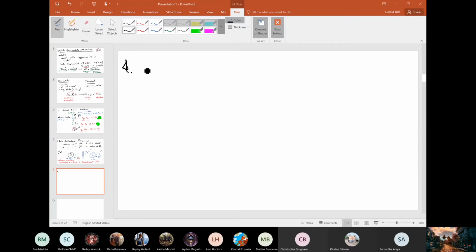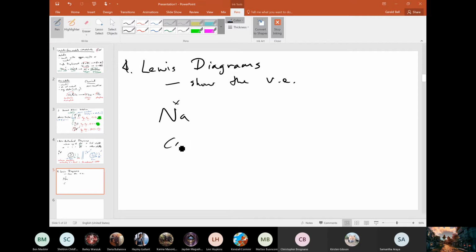So number 4, Lewis diagrams. And again, oddly enough, these are much more important to the grade 12 U's than to us. But they just show the valence electrons. We don't need to do an example of all of them, but if you had sodium, it's in group 1, so you give it 1 valence electron. If it's calcium, group 2, you give it 2. Fluorine has 7, so you give it 7. And so on.